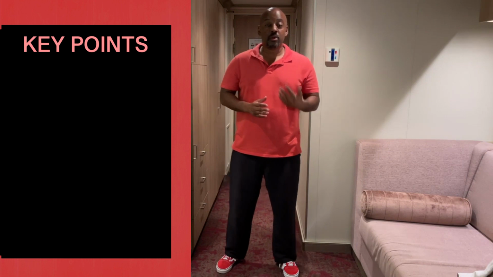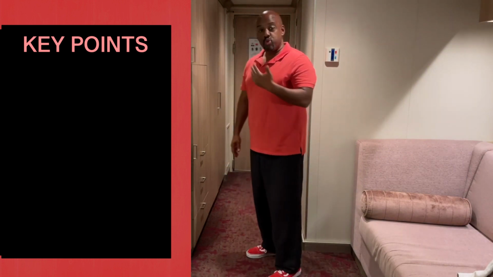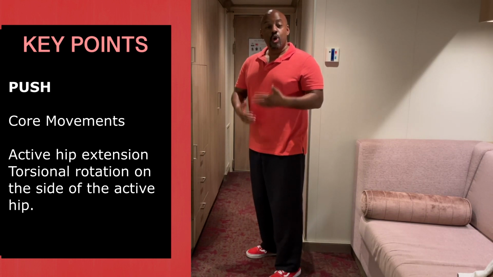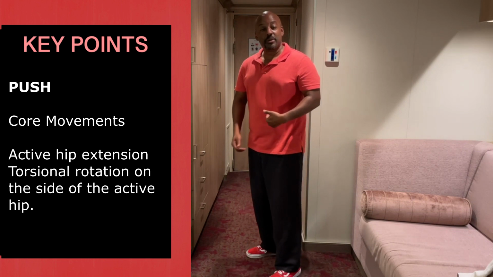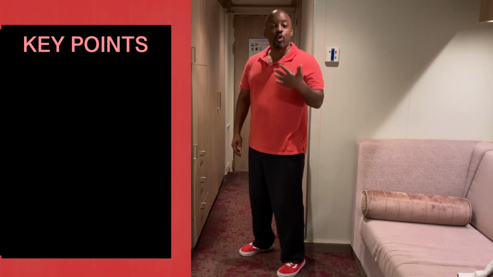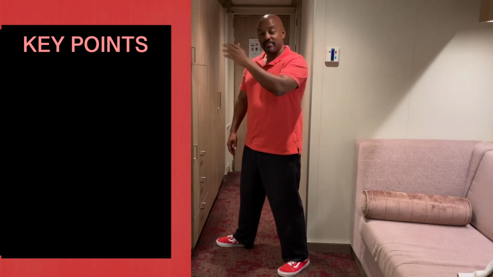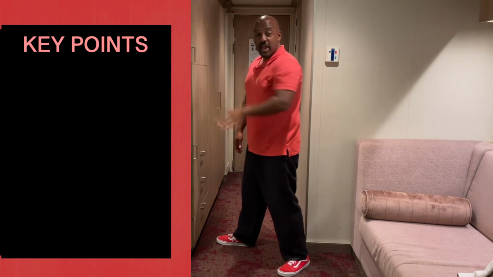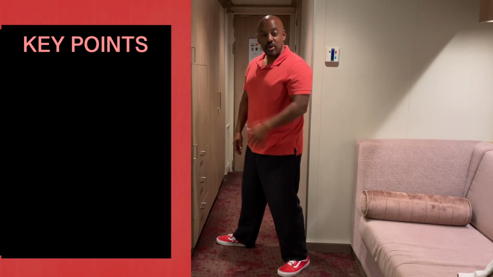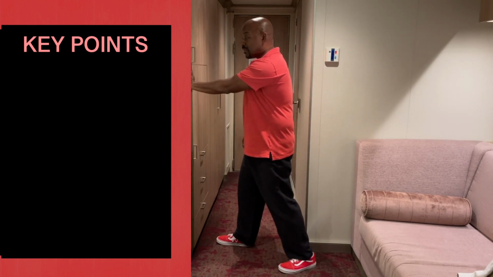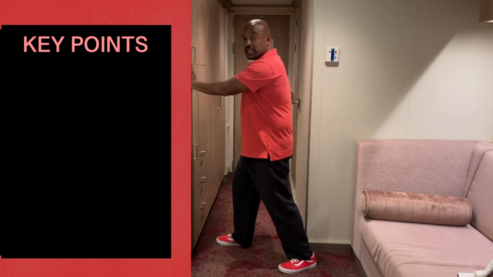Let's begin with push. In the core technique of push, we're going to use extension of the active hip and torsional rotation on the same side as the active hip. And a push is exactly what you would think it would be. I'm going to push with my arm on the same side as the extending hip. I have torsional rotation on the left as I extend my left hip. You can practice this by pushing against a wall. So this is pushing against a wall with the core technique of push.